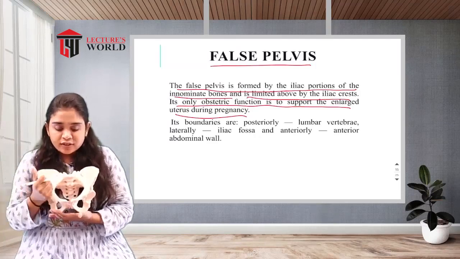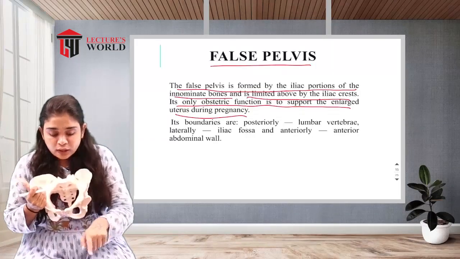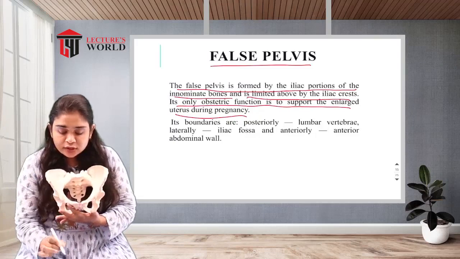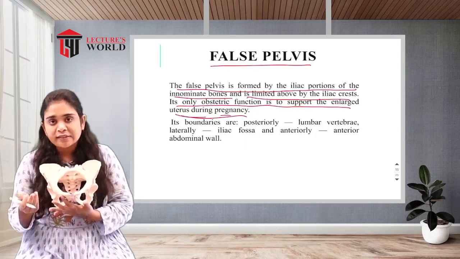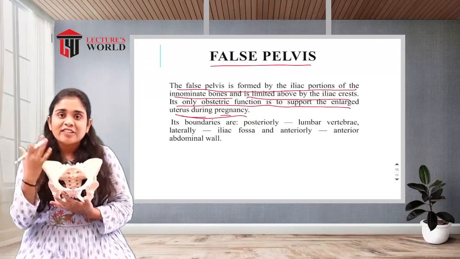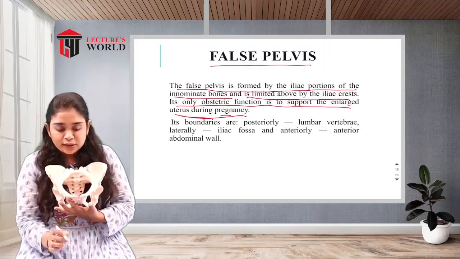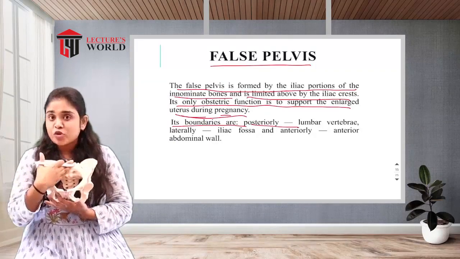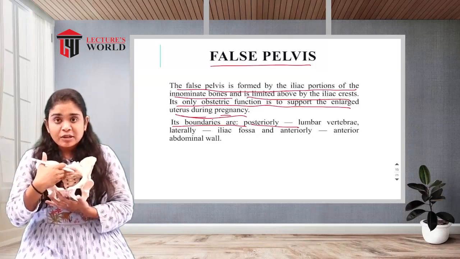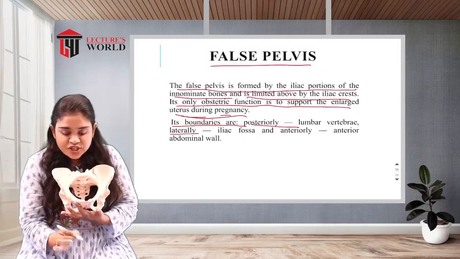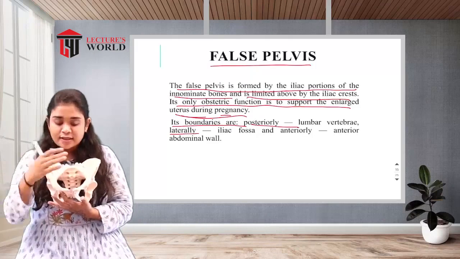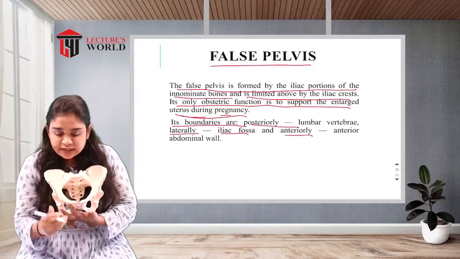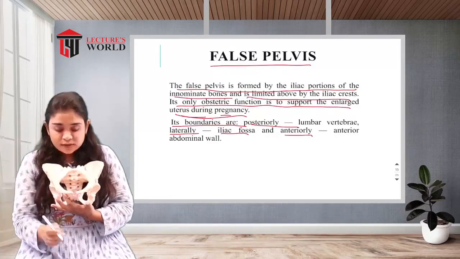So here it is going to support the enlarged uterus during the pregnancy. So that is going to provide the support for the uterus. Then its boundaries: posteriorly, if we talk about the posterior part, that is the lumbar vertebrae. Then laterally, the iliac fossas are there. Then anteriorly, the abdominal wall is there.